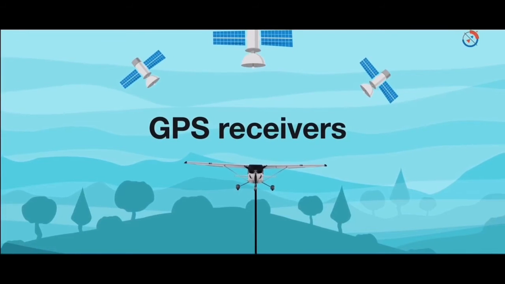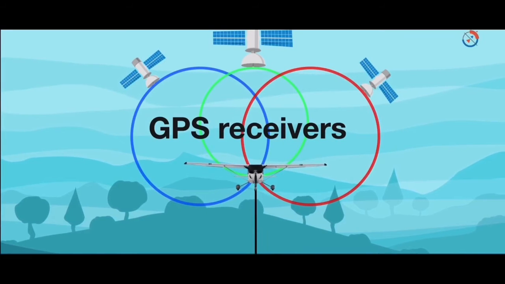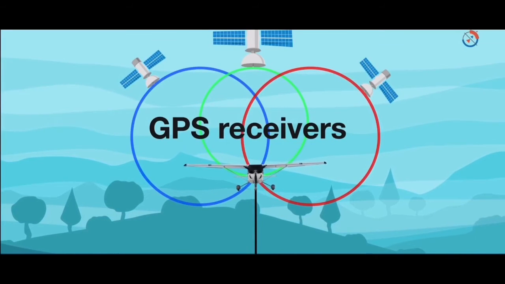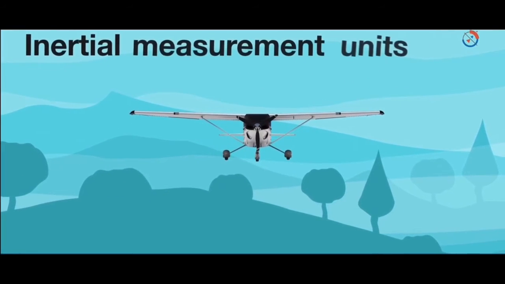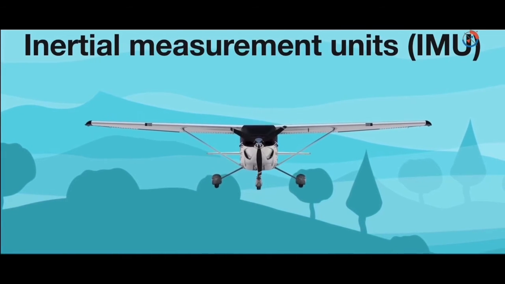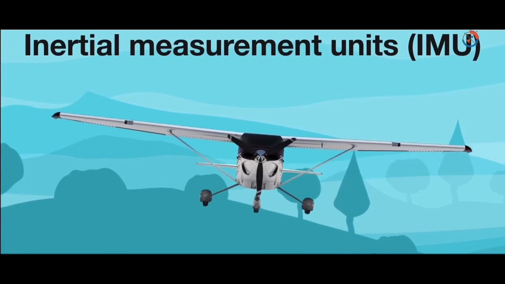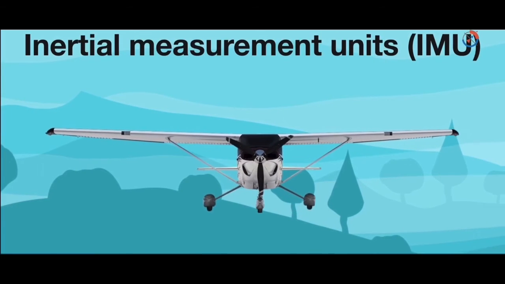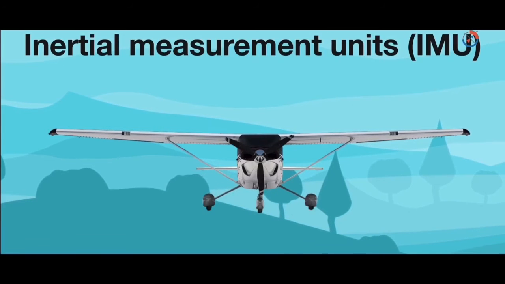GPS receivers track the altitude and location of the airplane. These variables are important in attaining accurate terrain elevation values. Inertial Measurement Units, or IMU, tracks the orientation and speed of the airplane as it flies. Elevation calculation use orientation to accurately determine the actual position of the pulse on the ground.